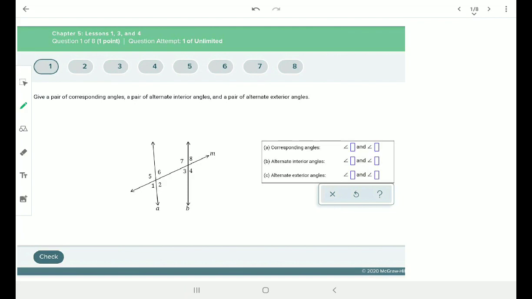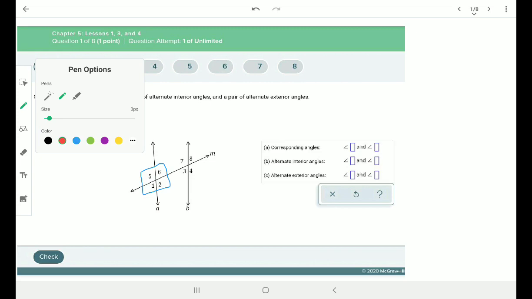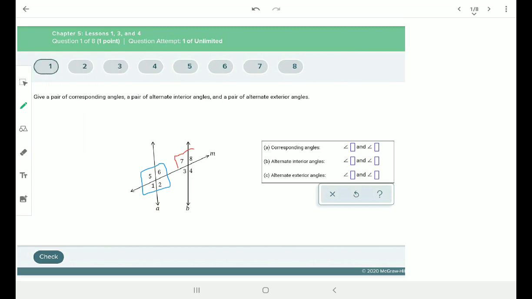So with corresponding angles, remember that is when, if you were to pick up any of these sets and move it, it would be placed right on top of another angle, right? So if I were to pick up this set of angles and move it here, those two angles would be right on top of each other. So for example, 6 and 8, if I were to pick it up and move it, those would be right on top of each other, so those are corresponding angles.